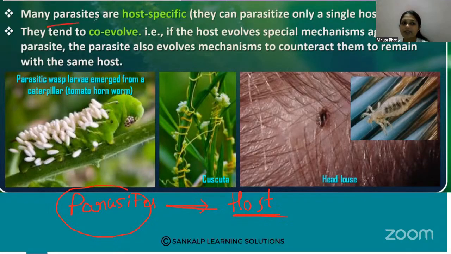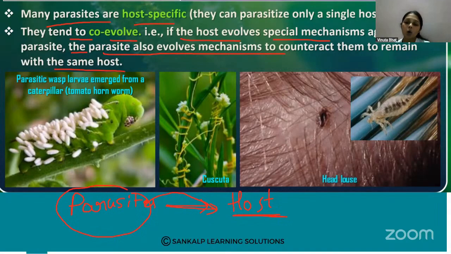Many parasites are host specific. Specific means particular parasites live on a particular species of host only. They tend to co-evolve. That is, if the host evolves a special mechanism against the parasite, the parasite also evolves a mechanism to counteract it to remain with the same host. So here, they co-evolve.